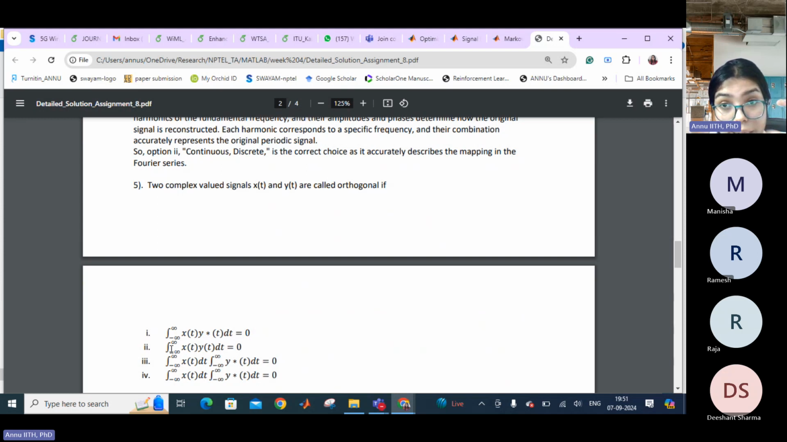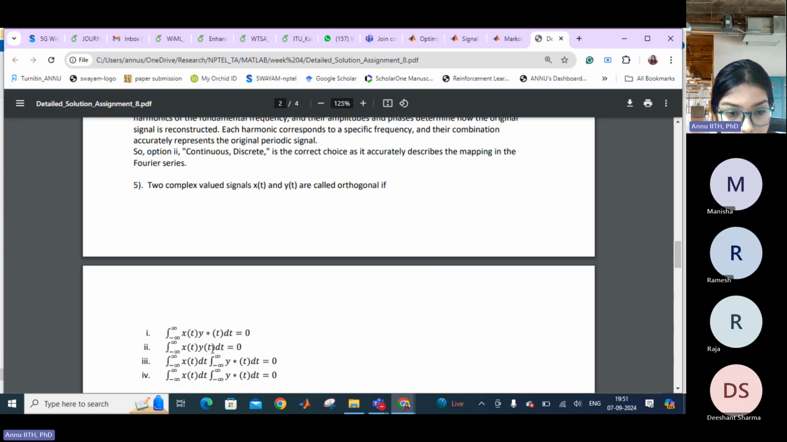If you multiply each component of the two signals, and finally sum it up, and the sum tends to zero, then they are orthogonal to each other. So in that case, it is orthogonal. So the first option will be correct.